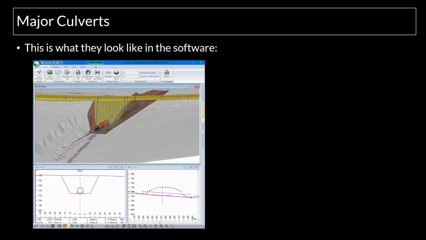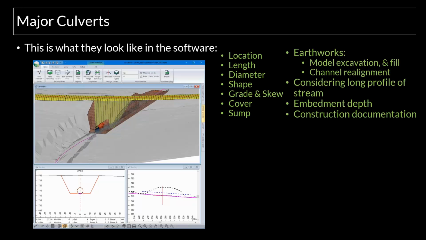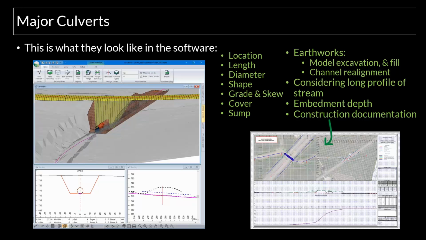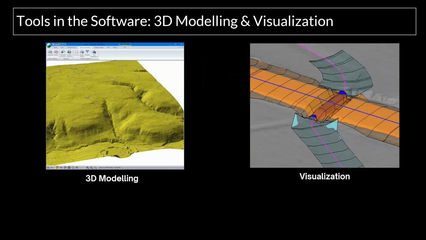We actually have a couple different alignments that are being modeled together. So we've got our roadway alignment being modeled, as well as our channel, as well as our culvert alignment. So in addition to those properties that we're going to look at for those minor culverts, we can also include some other ones, such as modeling our excavation and our fill. If we need to realign the channel, we're able to do that. We're able to consider the long profile of the stream, the embedment depth, and then create construction documentation that's really tailored to that project.